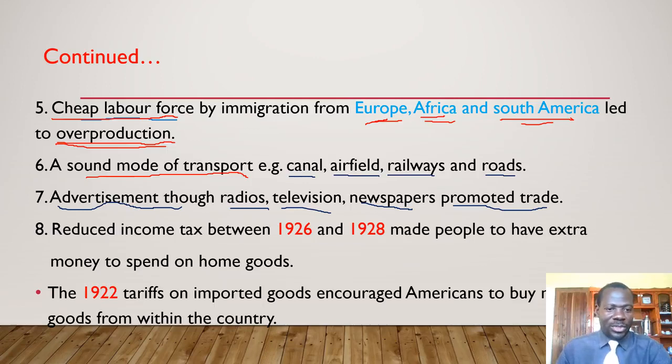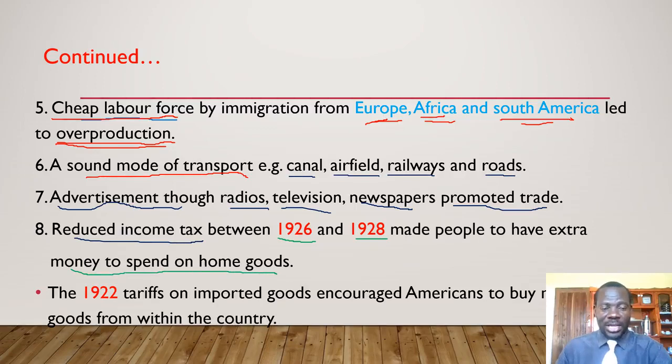Another factor was also the reduced income tax. This was done between 1926 and 1928. So there were so many factors. Also this one, that is the tax reduction. This one also enabled people to have extra money to spend on home goods.